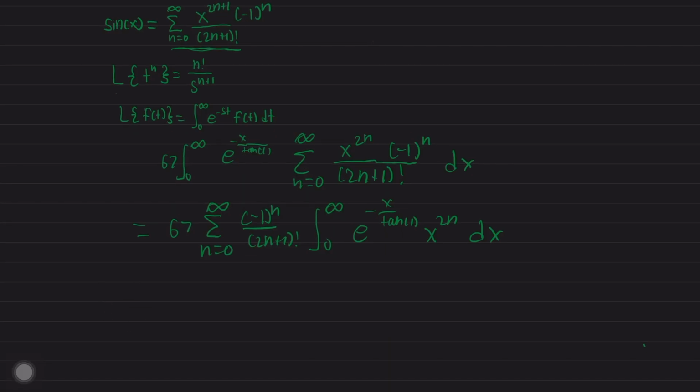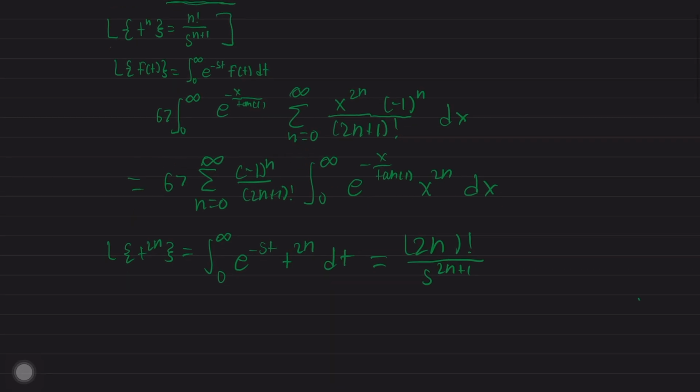So first off, let's write out the Laplace transform of t to the 2n. Since we have a 2n here, it makes sense for us to take the Laplace transform of t to the 2n rather than t to the n. So we have the integral from 0 to infinity, e to the negative st, our f of t is t to the 2n dt. And we know that this is the same as 2n factorial over s to the 2n plus 1 from this formula right here.